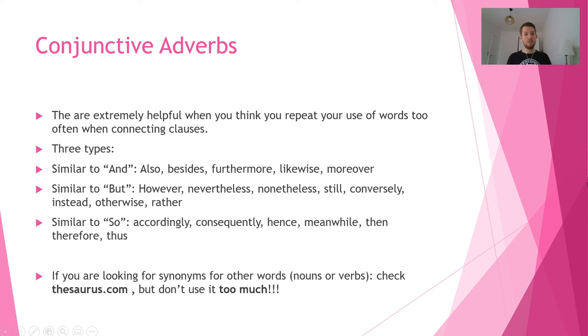With conjunctive adverbs, these are extremely helpful when you think you repeat your use of words too often when connecting clauses. There are also three types: similar to and, also besides, furthermore, likewise, moreover; similar to but, however, nevertheless, nonetheless; similar to so, accordingly, consequently, hence, meanwhile. And these I really recommend when you write your paper, because it really connects everything to each other and makes it very nice to read, and it has a great effect on both the cohesion and coherency of your paper.